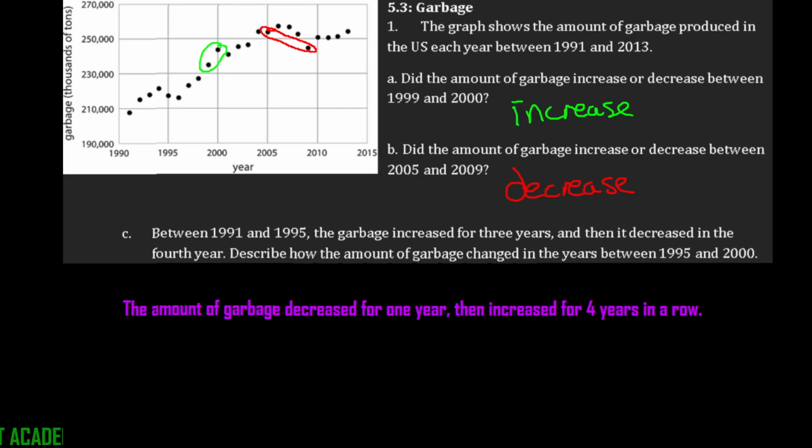So it's talking about from 95, where's that at? 95 to 2000. So if you look, we're talking about this section here. So it's saying it went down 1, but then it went up 4 years in a row. So just notice, again, be able to talk about the graph and be able to have statements about that very simply.